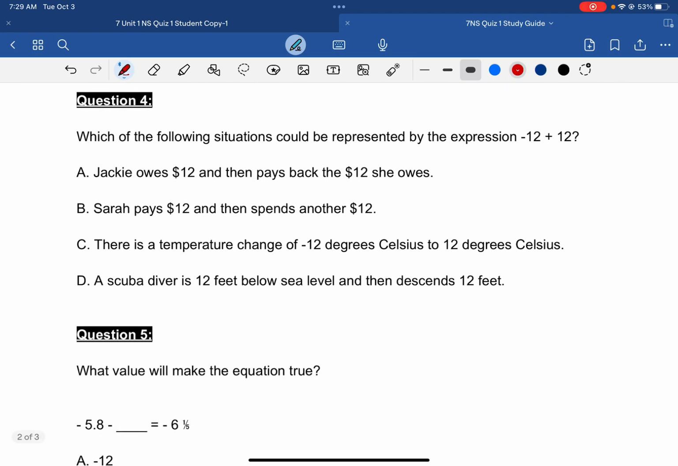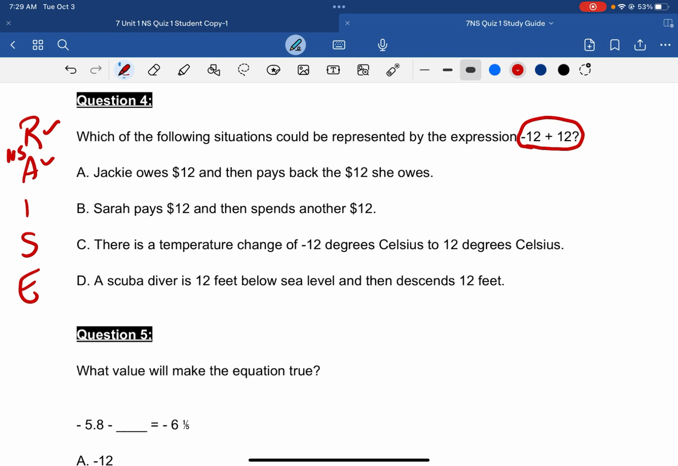Which of the following situations could be represented by the expression -12 + 12? Again, a multiple choice question, which means we have to show raise. We just read the question. We're dealing with positives and negatives, and I don't want to block the negative sign, which means that we're dealing with the number system.